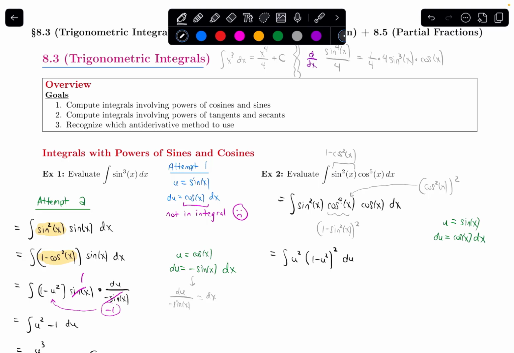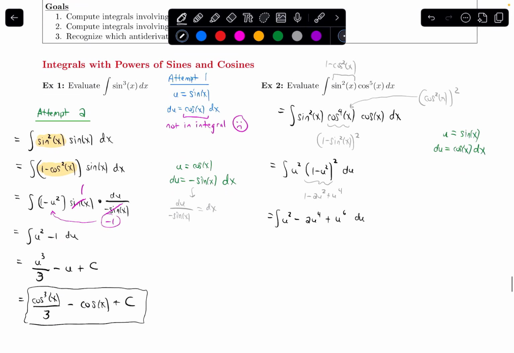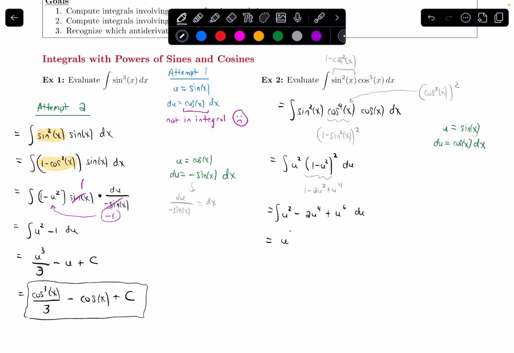Now to evaluate this integral, we can expand out this quantity getting squared. If I were to FOIL that out, I get 1 minus 2u squared plus u to the fourth. Now I can distribute u squared to each one of those terms. That gives me the integral of u squared minus 2u to the fourth plus u to the sixth du. So now we are finally in a place where we can do this antiderivative. We get u to the third over 3 minus 2u to the fifth over 5, plus u to the seventh over 7, and then plus c.